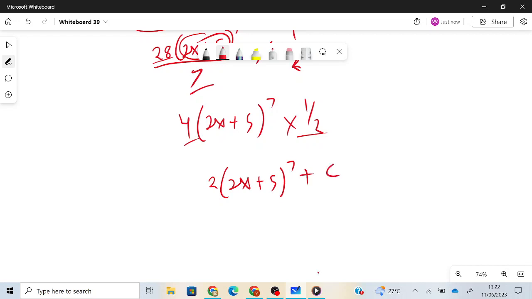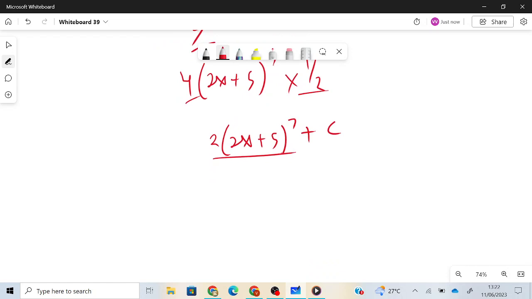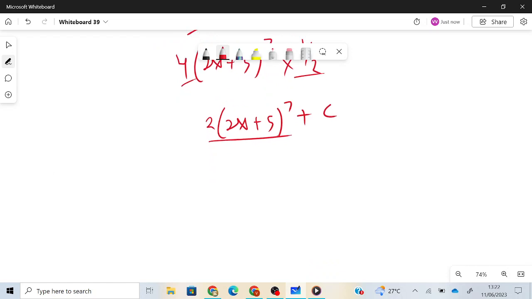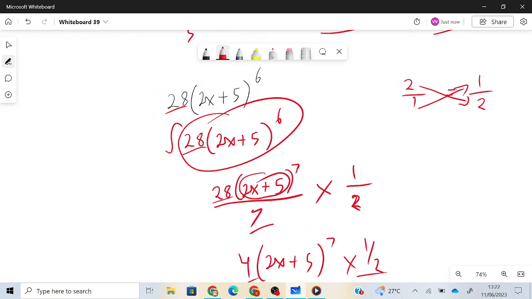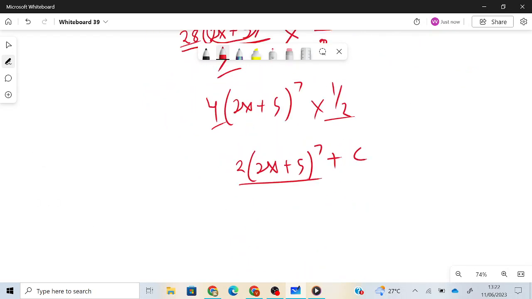Again, I'm just going to do this for this example, but you can do it for the other examples as well. You can integrate, differentiate and find the original integral that they asked us. So the original integral they asked us to integrate was this, 28 into 2x plus 5 to the power of 6. That means if we differentiate this, we should get the same thing.